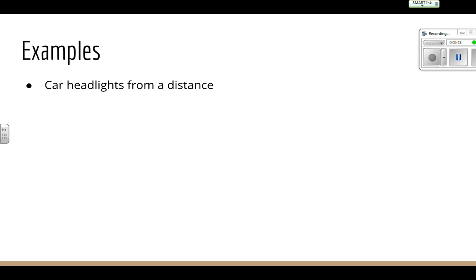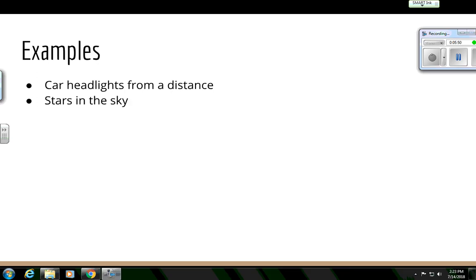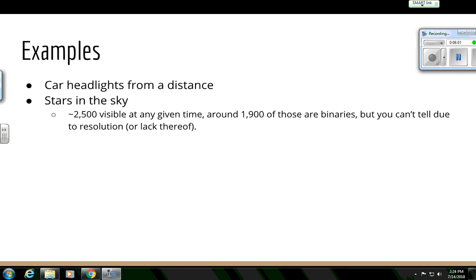There are a lot of other examples as well. Stars in the sky, another classic one. When you walk out at night here in Aspen, Colorado, and look up at those beautiful stars in the sky, you can see many, many stars. Actually, about 2,500 of them on a good clear night, right? At any given time, you look up, you see about 2,500 stars.